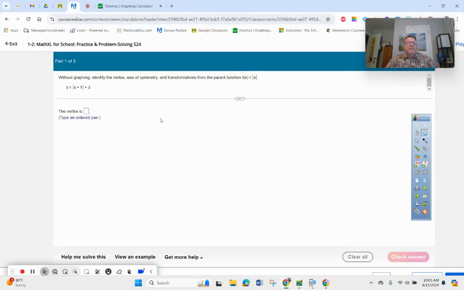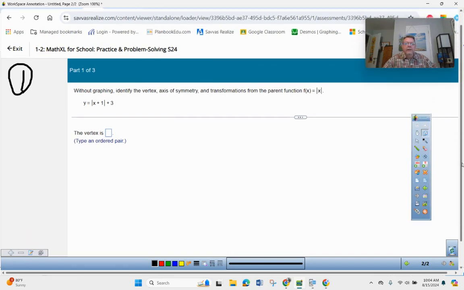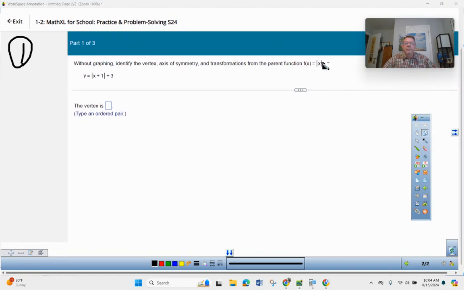All right. So here we go. Question number 1. It says, without graphing, identify the vertex and axis of symmetry of the transformation from the parent function of the absolute value of x. So what would that look like?